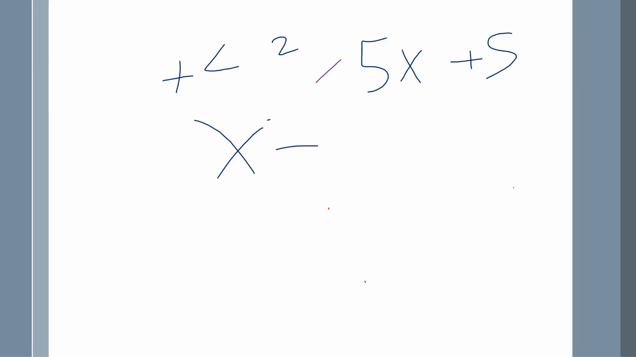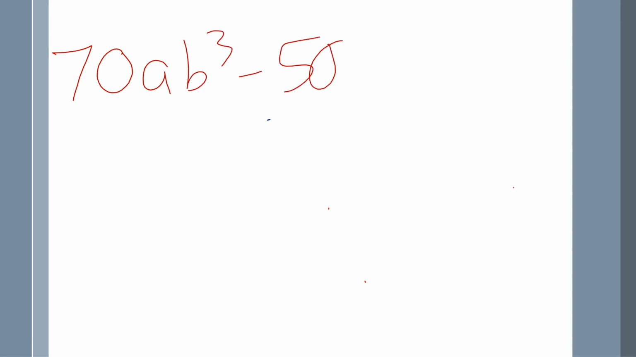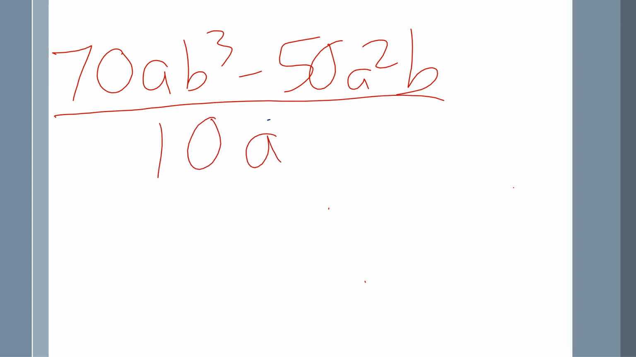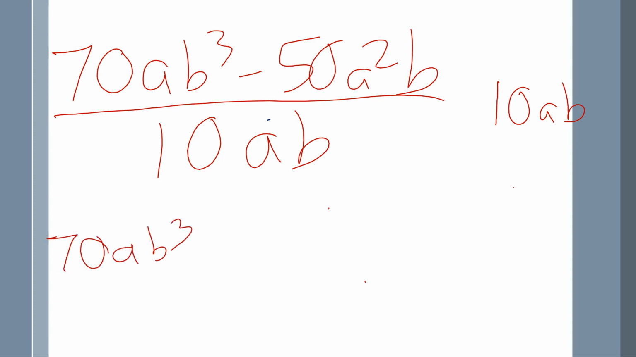Unfortunately, I do have to leave you with one more example, because I got to get this covered. All right guys, here goes something. 70 b cubed minus 50 a squared b, all over 10ab. All right, what do they all have in common here? Well, they all have a 10ab in common. So for this part, divide and conquer, y'all. That's all you have to do up in here. So let's go ahead and do it, y'all.